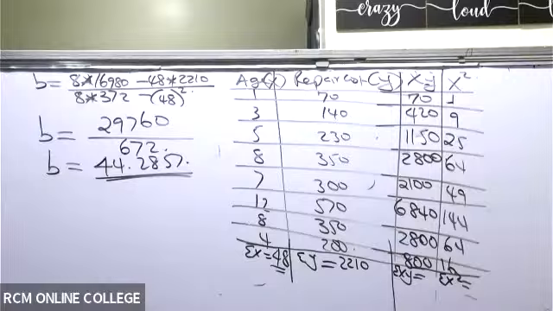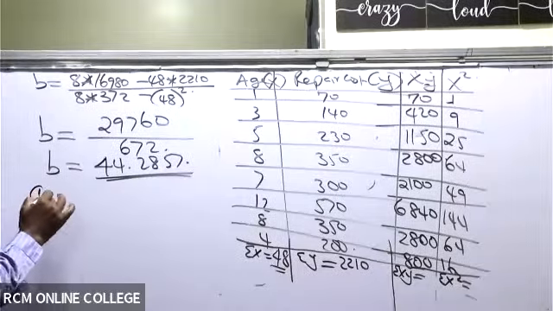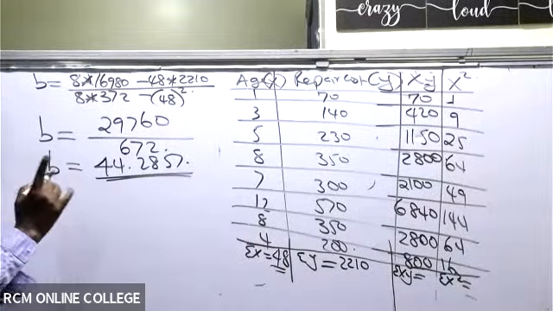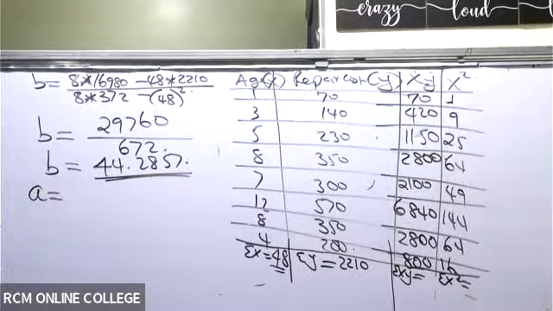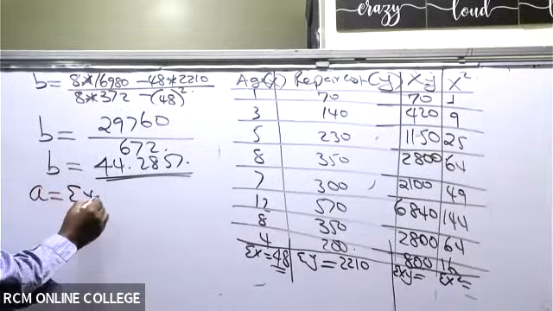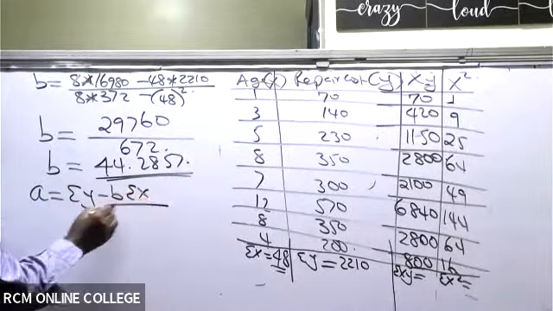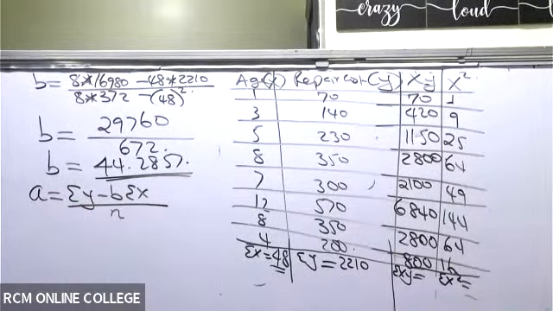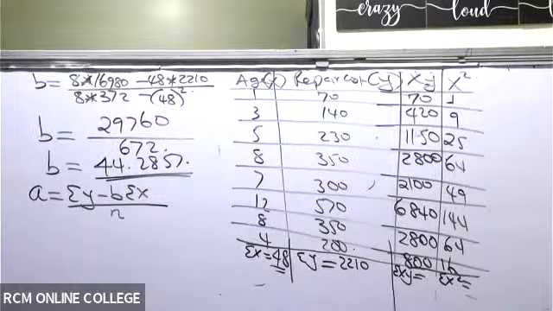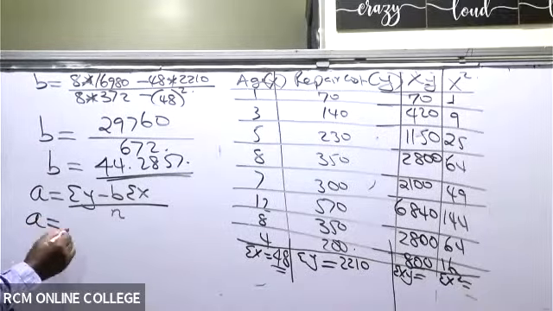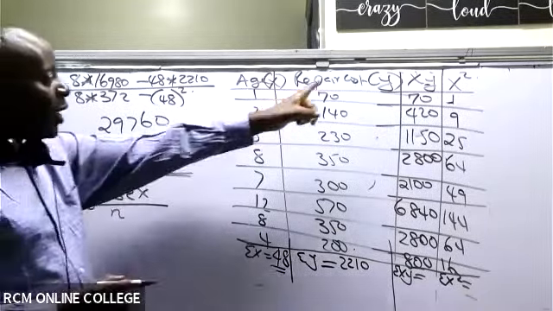And once you now get the value of B, getting A is as easy as a walk in the park. To get A, we normally take summation of Y minus B times summation of X, divided by N. So do we have all these parameters? Oh, yes, we do.